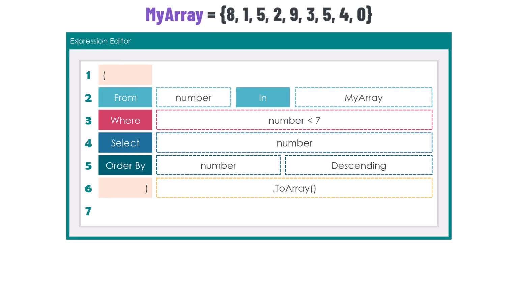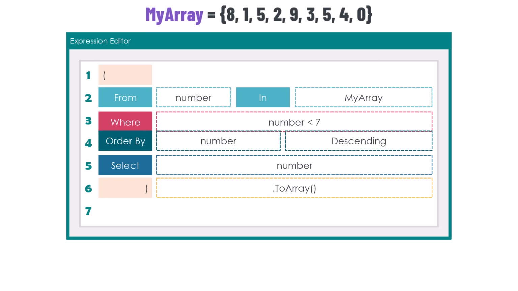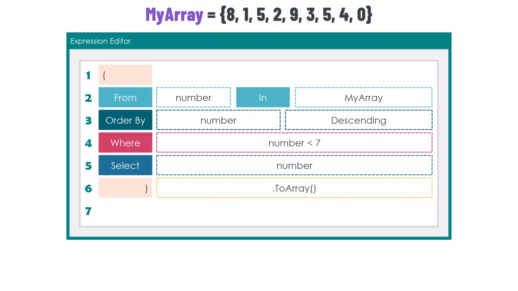I can also use order by clause before select clause. I will get the following sequence as output of where clause. This sequence will be sorted using order by clause. After that the numbers will be selected as output. So, the result will be also the same. I can also use the clause before where clause. In this case, the input array will be sorted in descending order. After that, the array will be filtered and the numbers will be selected. The result will be also the same.